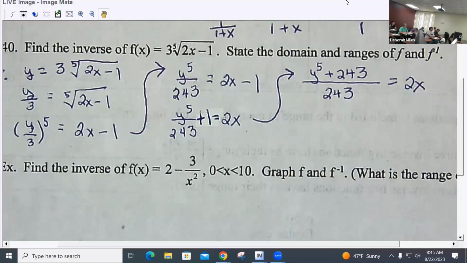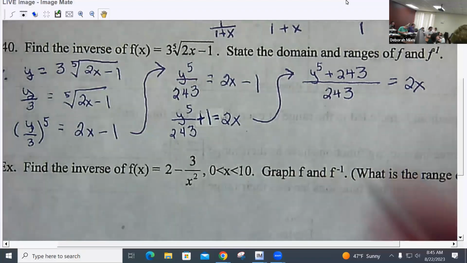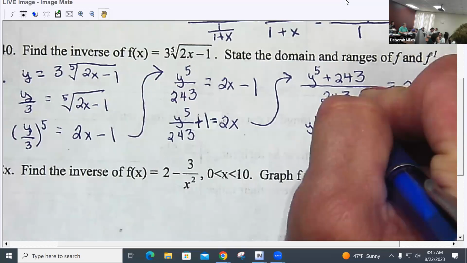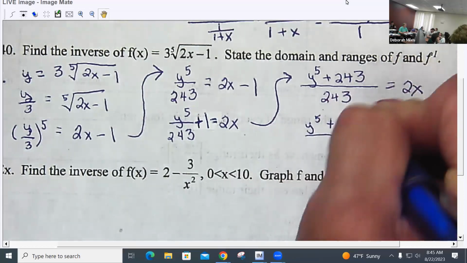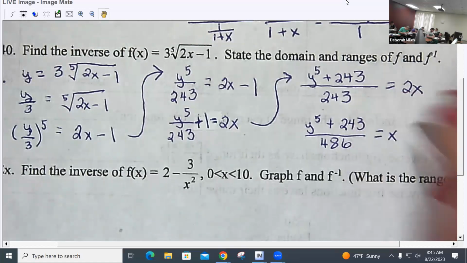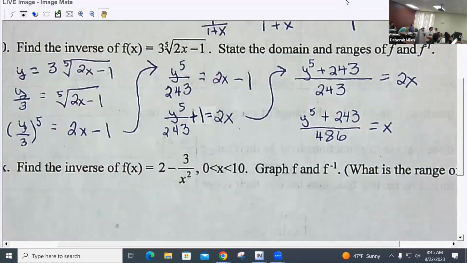Dividing by 2 is the same as multiplying by a half. I can see if I multiply both sides by a half, I have y to the 5th plus 243 over 486. Yeah, the same thing.